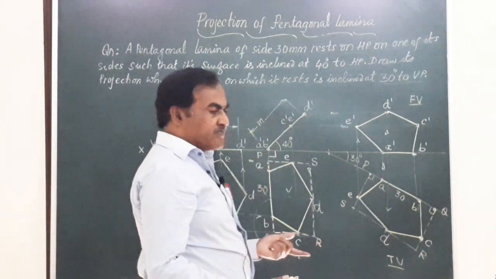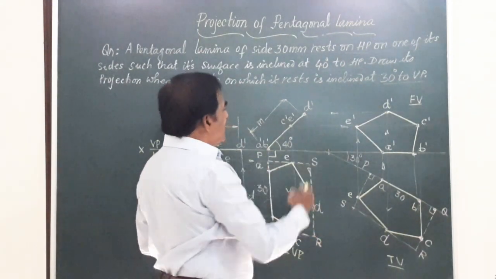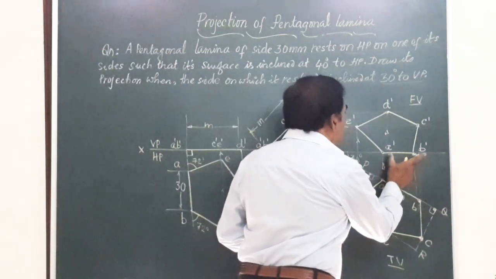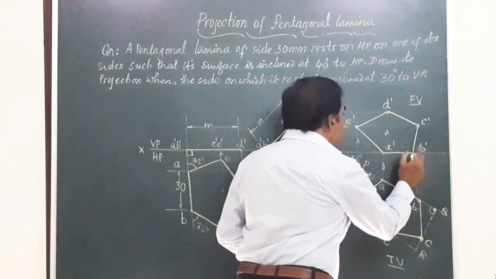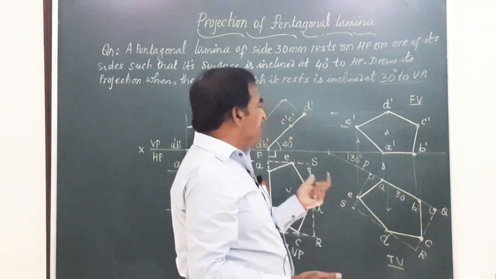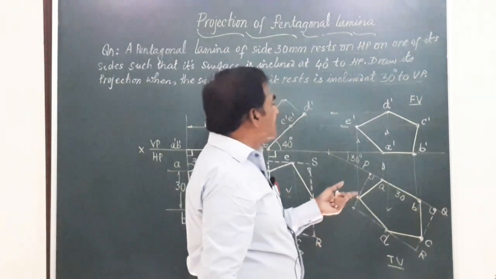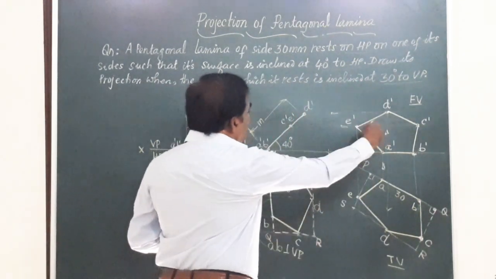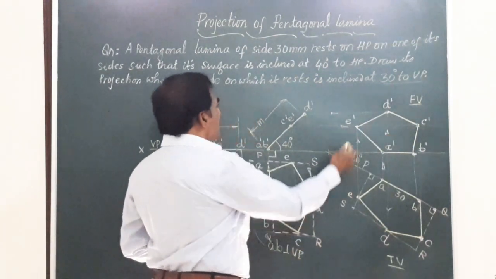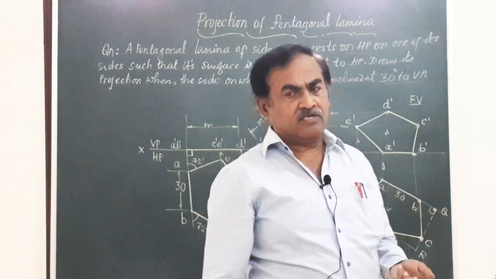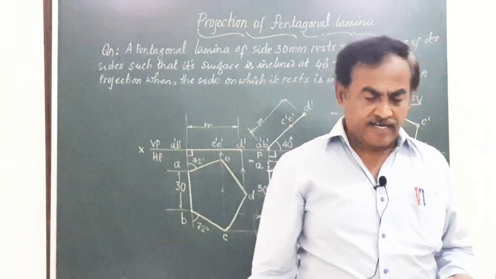So you can also verify the solution by looking at the last figure. See friends, the lamina is resting on AB, the side AB of the lamina is on HP. It indicates that the surface is inclined. The surface is making an angle, that's why the figure is distorted. Friends, this will give you the complete solution for this problem on pentagonal lamina.